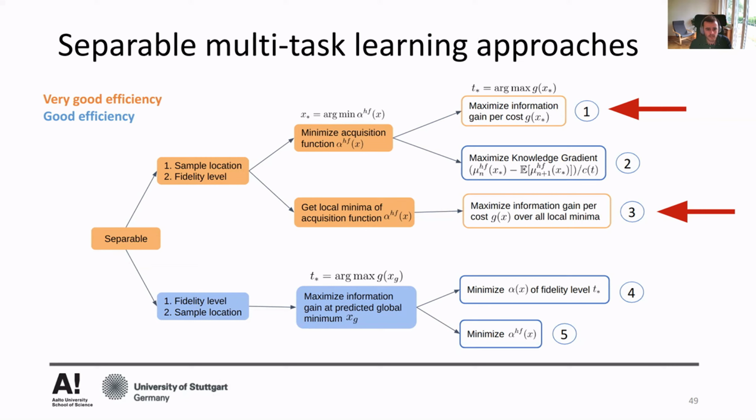So these 2 out of these 5 approaches turned out to work best. And so in general, using the target fidelity acquisition function, which is done here in this step, to obtain the sample location in combination with this information gain per cost, which is done here and here, turned out to be a reasonable choice for the separable strategies.